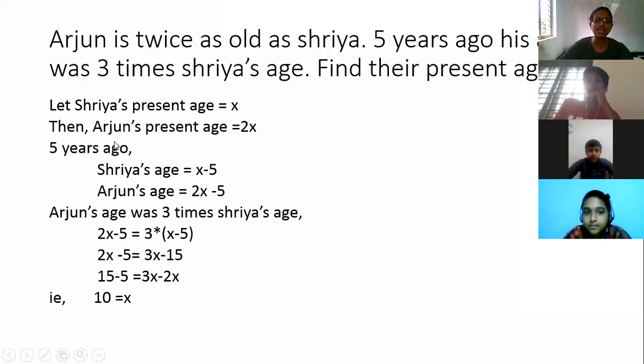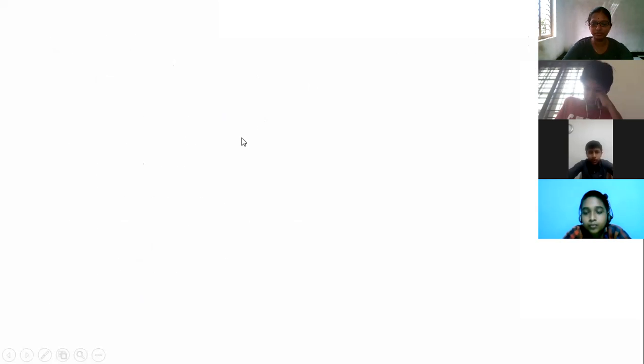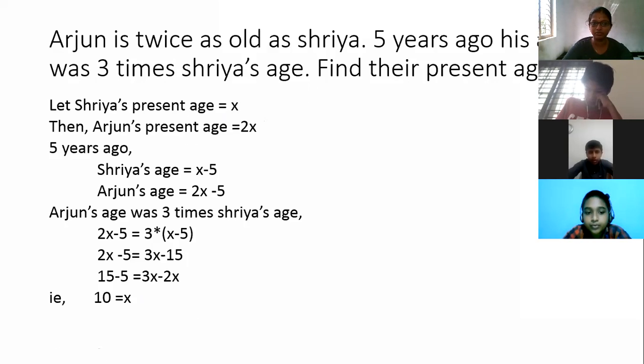Then what was Arjun's age? If Shreya is 10, what is Arjun's age? Arjun is twice as old as Shreya. Then what is the age of Arjun? 12? What is twice the number 10? Twice, multiply. 20. So Arjun is 20 years old and Shreya is 10 years old. Is it clear?